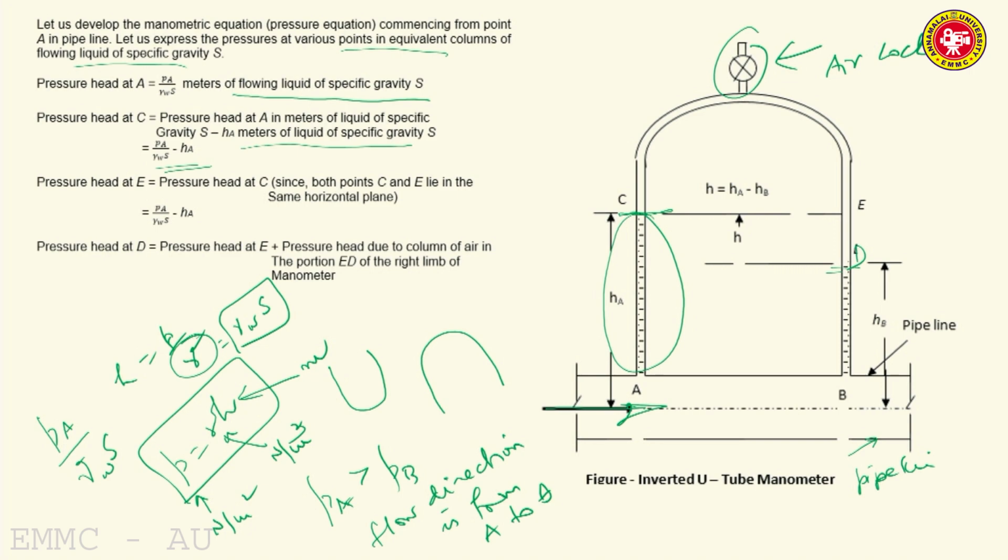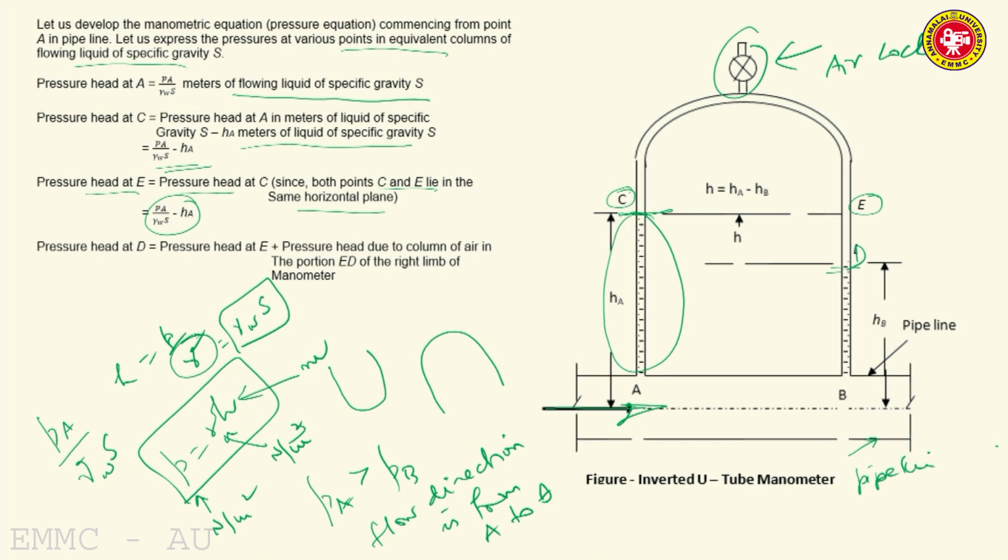Then from C, we are taking another point E in the right limb such that E is in the same horizontal plane as that of C. So C and E are at the same elevation. Because they are in the same plane, the pressure does not vary in the same horizontal plane, it remains the same. So pressure head at E is equal to pressure head at C, since both points C and E lie in the same horizontal plane. So pressure head at E will be again PA by gamma WS minus HA.